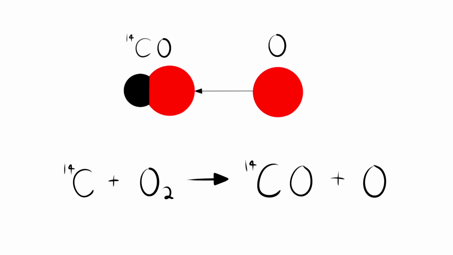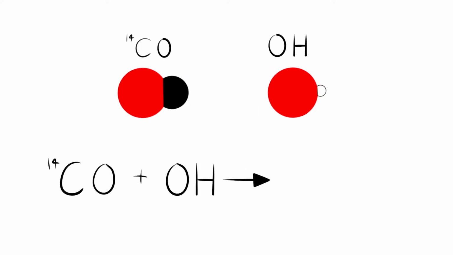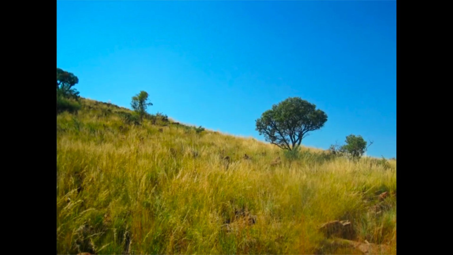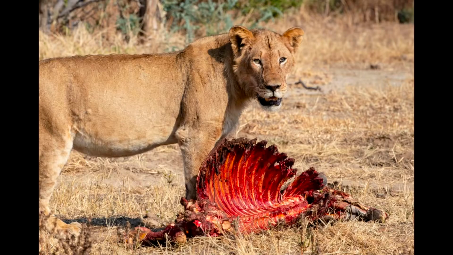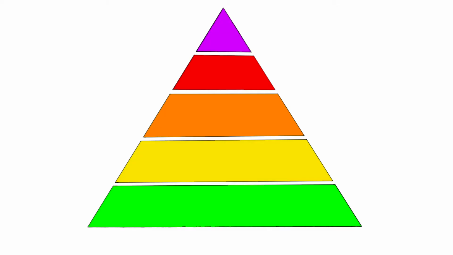Once formed, it reacts with oxygen to form carbon dioxide, which is then absorbed by plants through photosynthesis. These plants are thereafter fed upon by animals, which are in turn fed upon by other animals, and so forth down the food web, constantly replenishing their carbon 14 intake until they die.